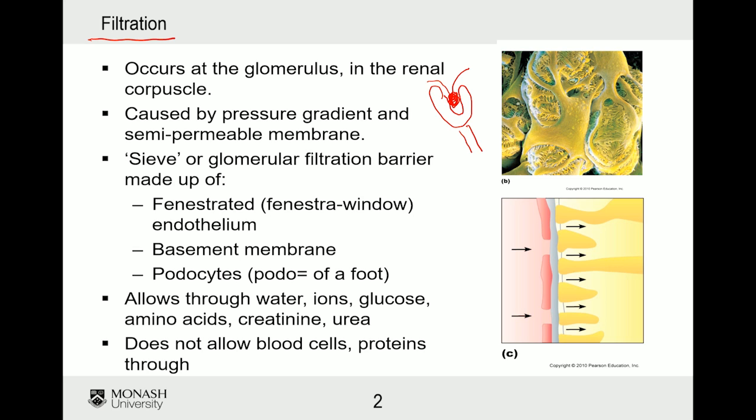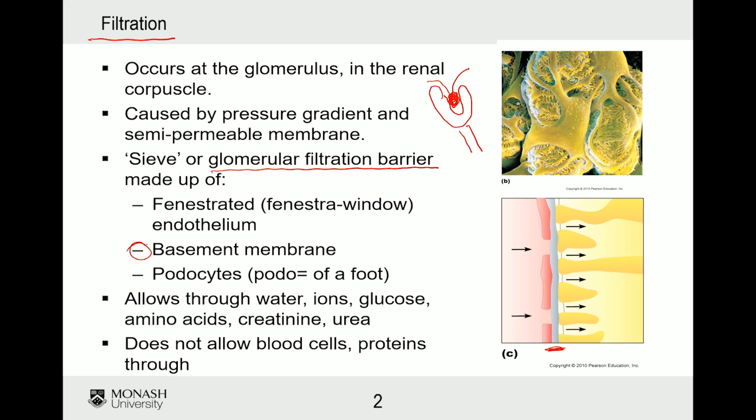This sieve, or glomerular filtration barrier, is made up of 3 layers. The first one is in the capillary and is called fenestrated endothelium. This is endothelium of the vessel that has windows in it. Fenestra is Latin for window, and allows some substances through but not others. Then we have a basement membrane, which we talked about in the lungs, which is a mixture of proteins and other substances but not cells.